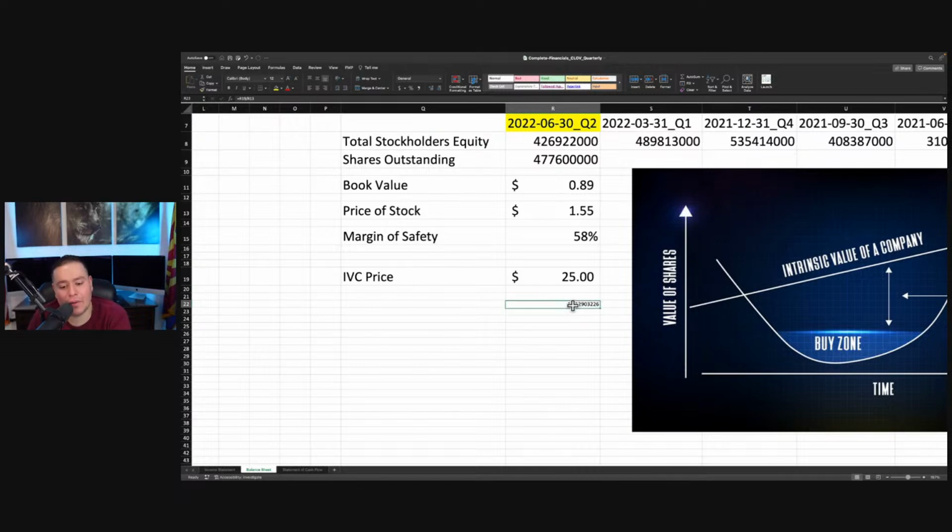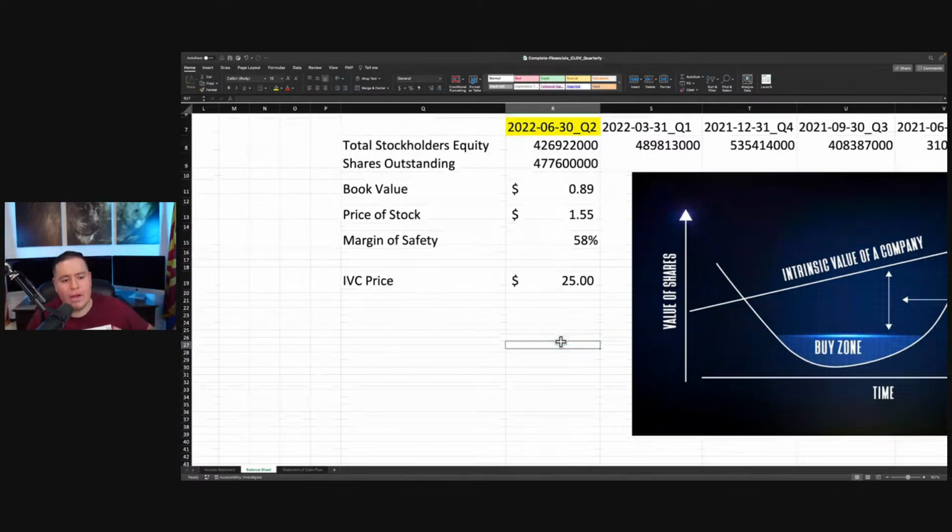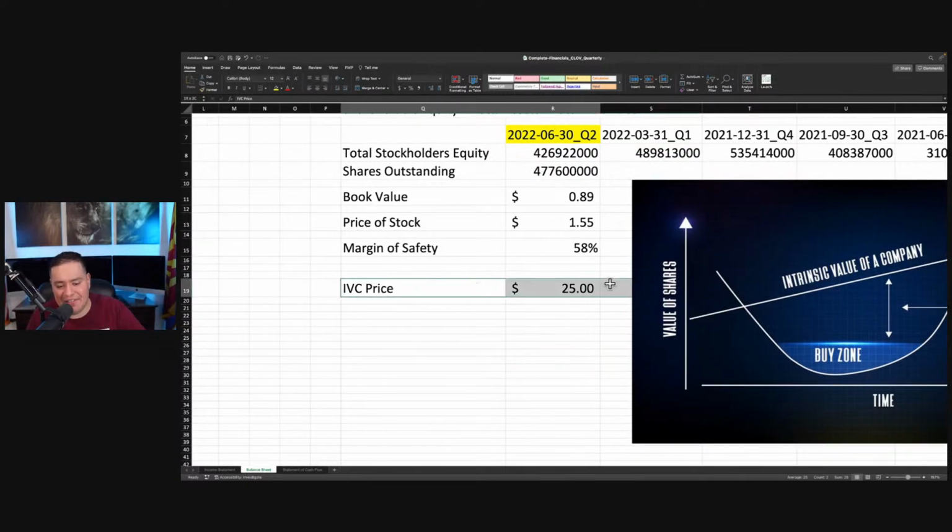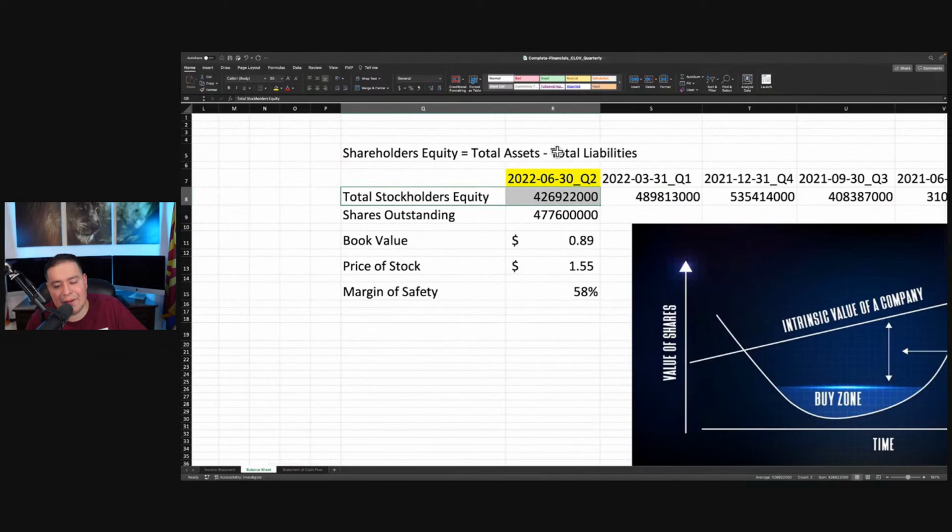16-fold. Okay. So now let's take a step back. That was a lot of math. So forget the IVC price for right now. All we did was take the total shareholders' equity, which we calculated from the balance sheet, divided by the shares outstanding, which we got from the shares they have on file here. We calculated the book value by taking the total shareholders' equity, which is total assets minus total liabilities, and dividing by the shares outstanding, which gave you 89 cents.